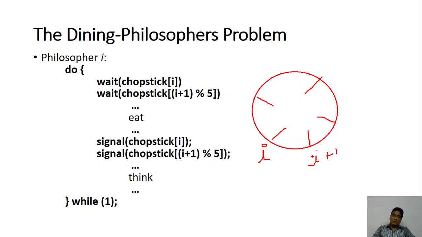Remember, I told you already, they are philosophers, very decent people, so they don't put their hands on the other side and get this one. So if you are taking the ith one, i plus 1 has to be taken. So you wait on chopstick i, that means lock the chopstick i and lock the chopstick i plus 1, eat, release it, and then start thinking. So eat, think, and so on.